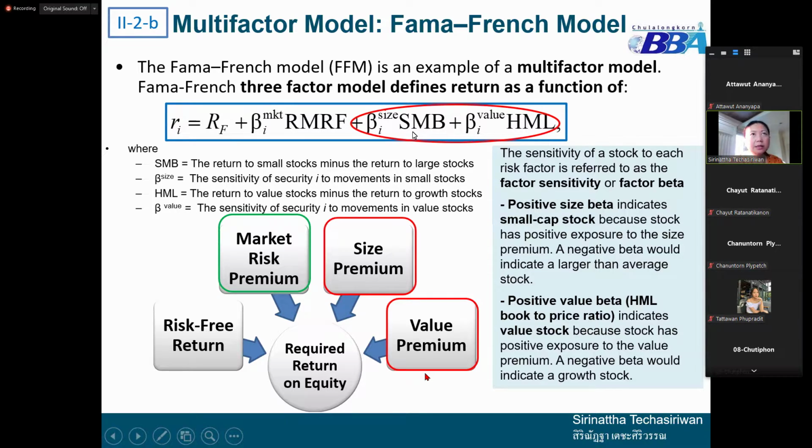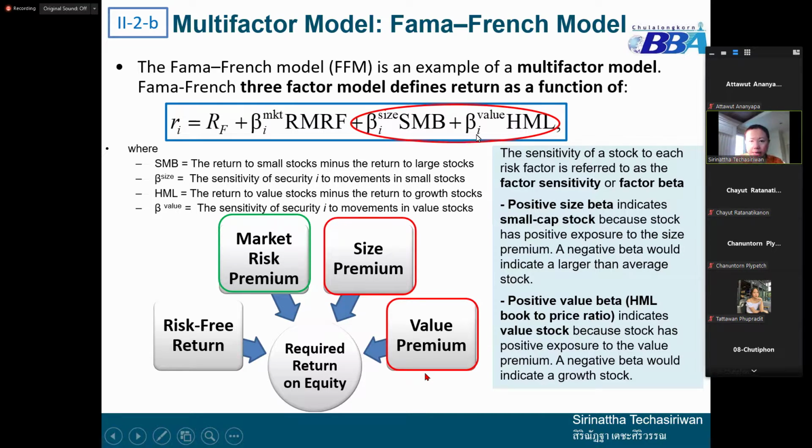Small cap is supposed to have high return. It suggests that small cap firms require a higher rate of return compared to big cap firms, given the same level of market risk. So small cap firms will have a positive size beta. So this is the size beta, right? Size beta multiplied by small minus big, the return from small cap minus big cap. So small cap firms are supposed to have a positive size beta.